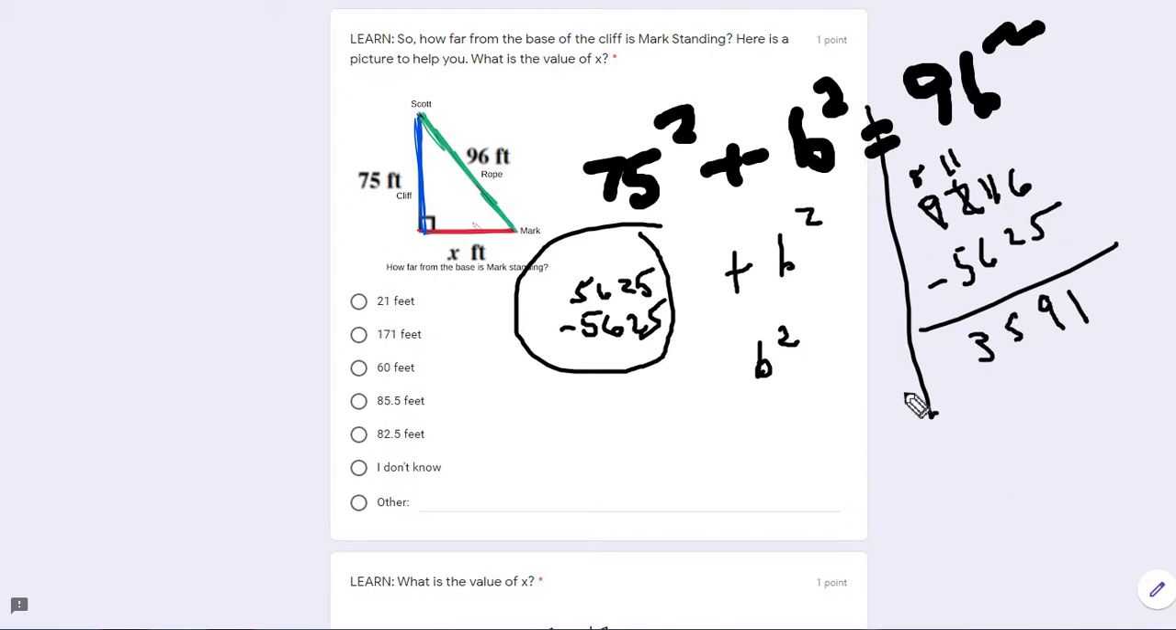So I'm punching in my calculator. I'm going to take the second, hit square root, 3591, so the square root, and it comes out to approximately 60 feet.